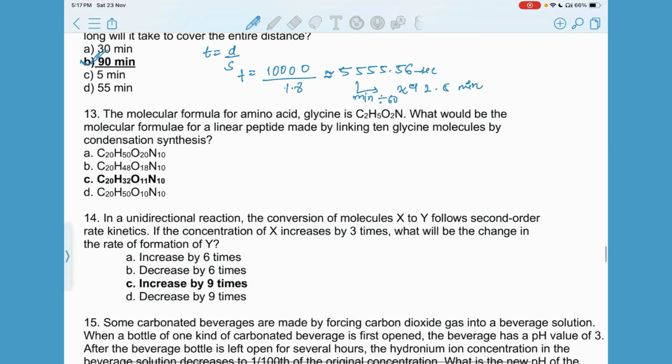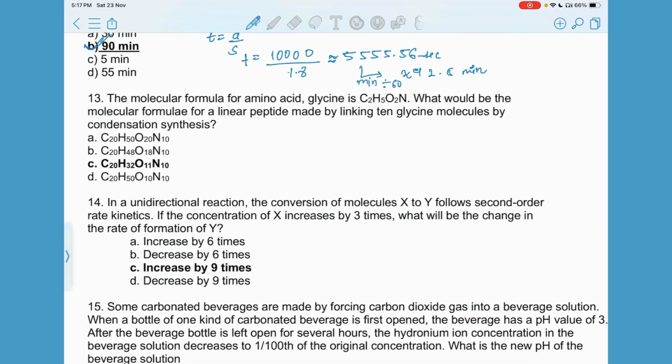Moving to the next question. The molecular formula for amino acid glycine is C2H5O2N. What would be the molecular formula for a linear peptide made by linking 10 glycine molecules by condensation synthesis? Okay, so it is by linking 10. So we know that every time a condensation reaction happens, there is a loss of a water molecule. So if there are 10 C2H5O2N and there will be a loss of 10 water molecules.